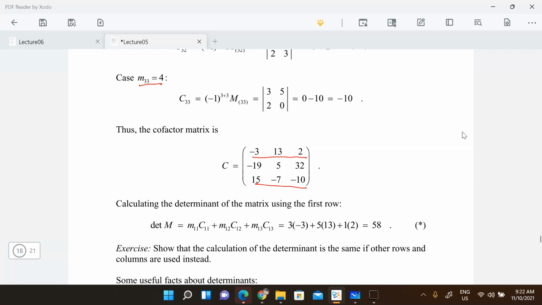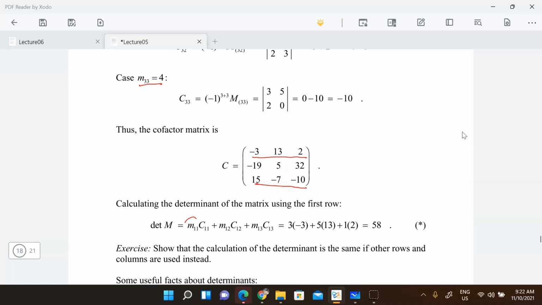Okay, and what one needs for the determinant is to be able to choose any of the rows. So if you are not asked to find the cofactor matrix, you don't need to find all the elements there. You probably just need to stop at the first row. Okay, so in this case, I can use the first row, for example. Then I'll be able to multiply the elements here. M11 is 3 and C11 is minus 3.